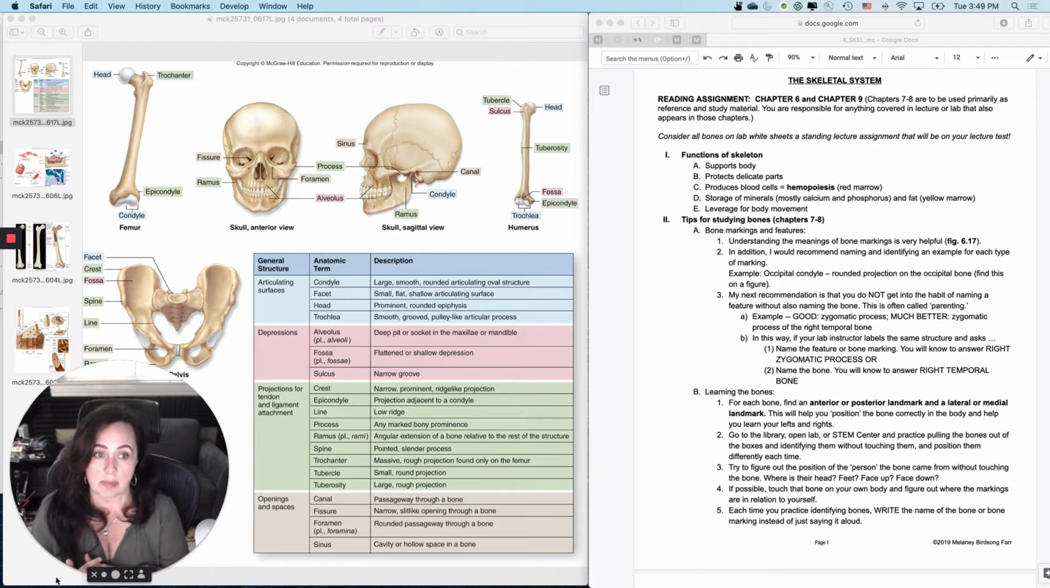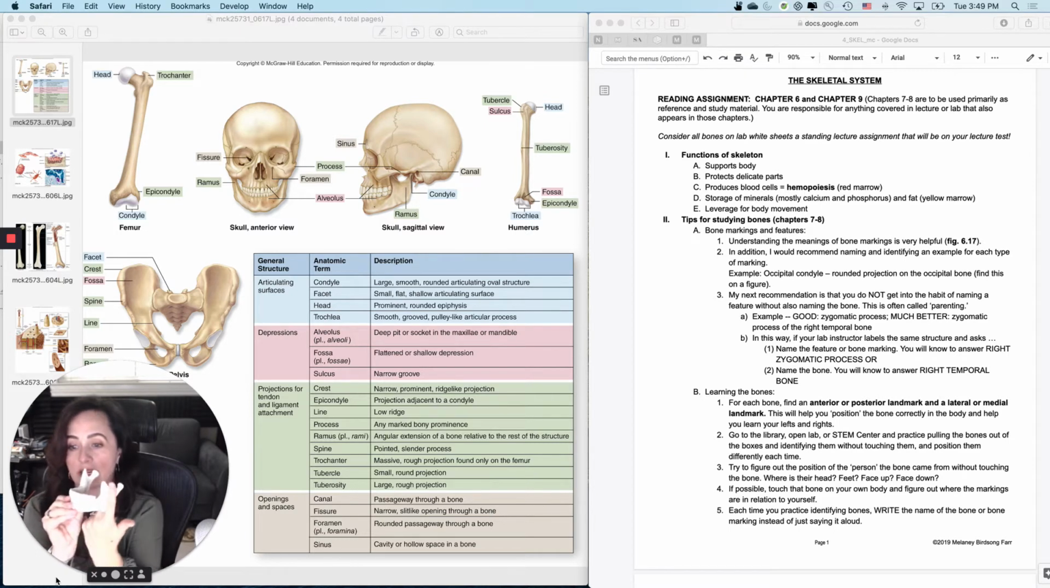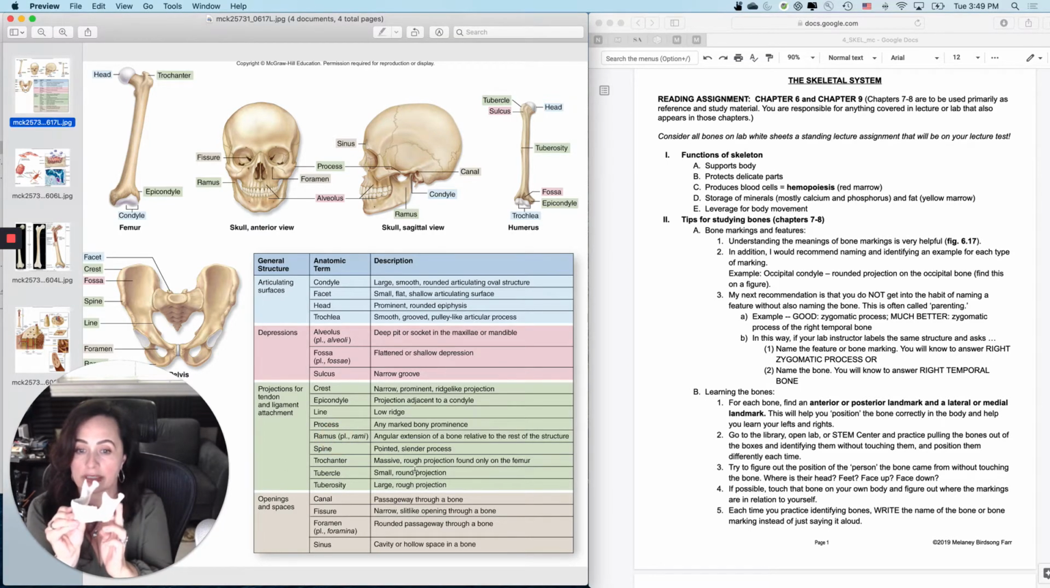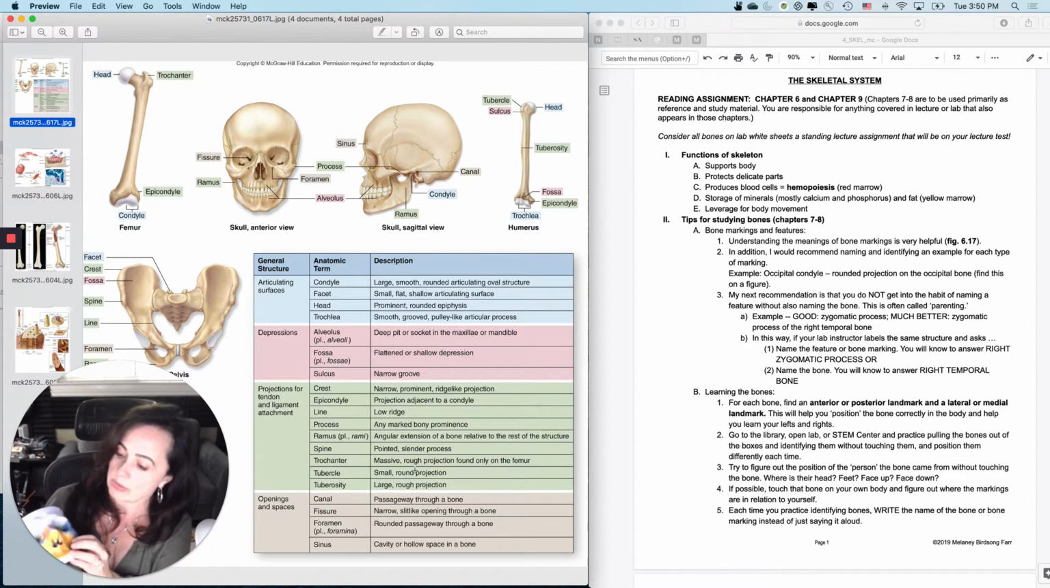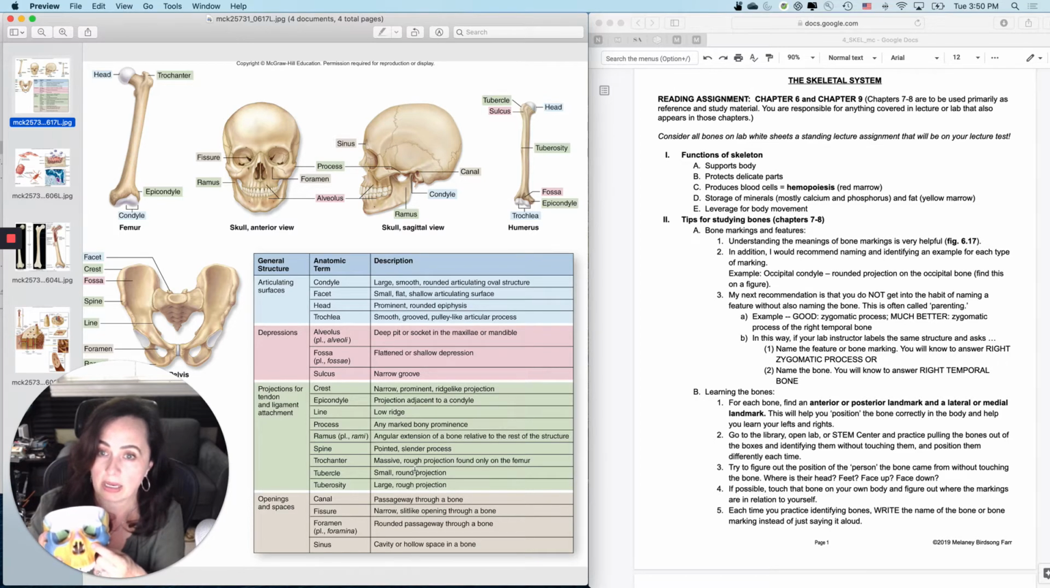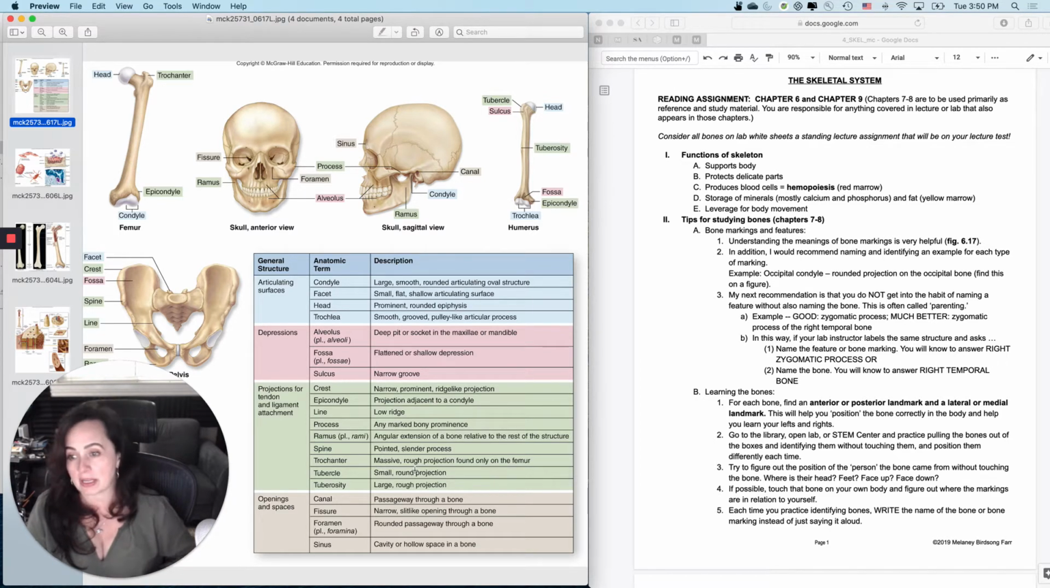In addition, I would recommend every time you find a condyle or a styloid process or a ramus, see what it has in common with the other styloid process or the other ramus. So for instance, on the mandible here, don't break the skull, Melanie. On the mandible here, this portion that's sticking up right here is a ramus. If you look at the definition of the ramus, it's an angular extension of a bone relative to the rest of the structure, kind of like a branch. It's not the only place that you're going to see a ramus. You are also going to see foramen and fissures. A foramen is a rounded passageway through the bone, and you've got some foramina right here. You're going to have a whole bunch of foramina. Foramina is the plural for foramen.